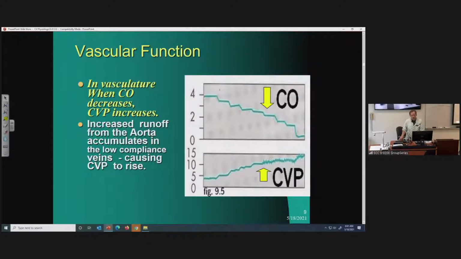Okay. So what drives this? It's not the CVP that drives it. It's the cardiac output that drives it.